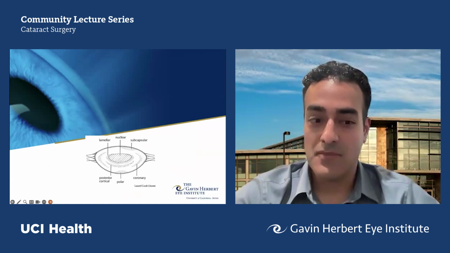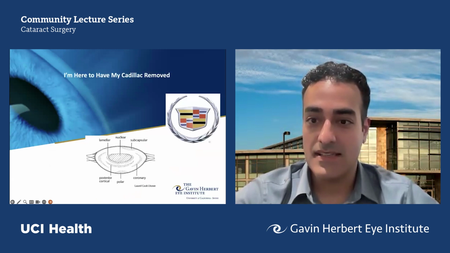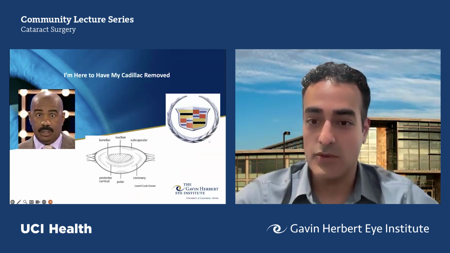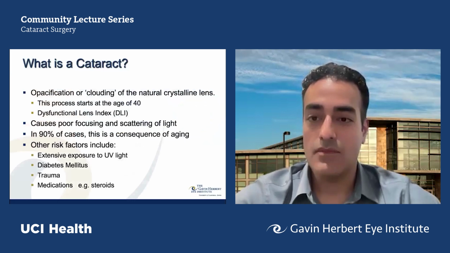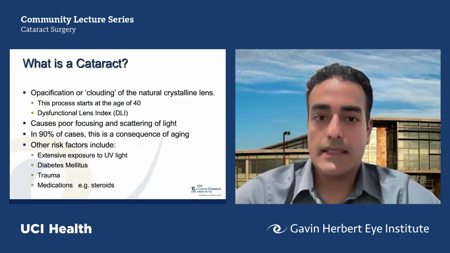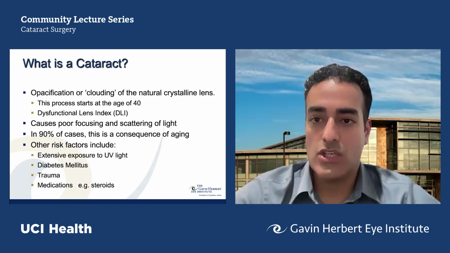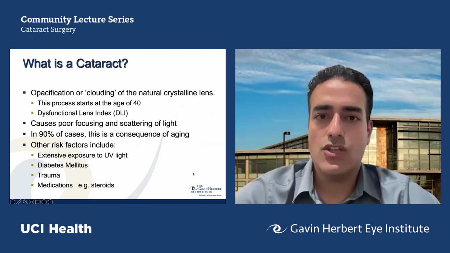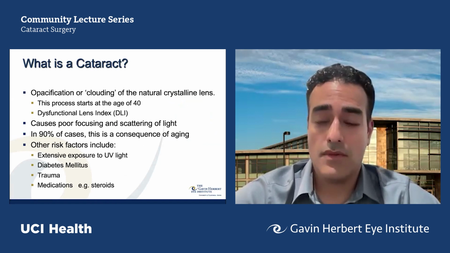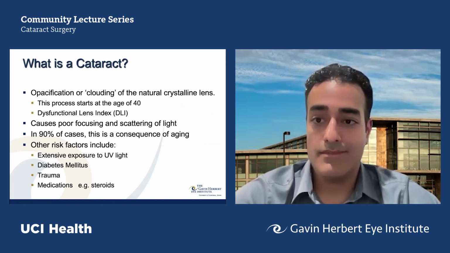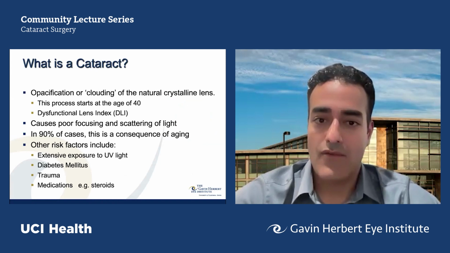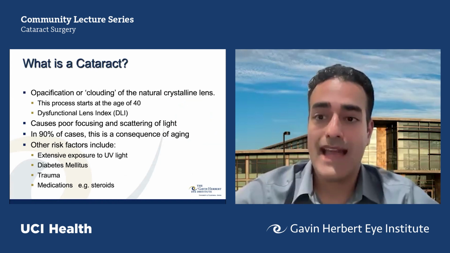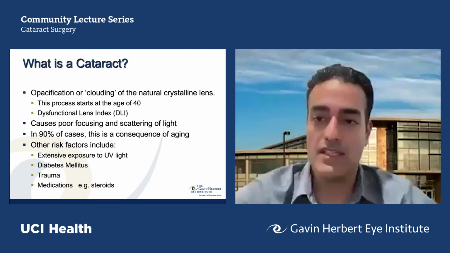So a common complaint that comes into my clinic is, I'm here to have my cataracts removed. So yes, it's cataract, not Cadillac. So what is it? This is basically age-related natural changes to the human crystalline lens. And on average, this starts around the age of 40. Now, there can be conditions such as congenital cataracts or pediatric cataracts, or sometimes trauma that can lead to a cataract forming sooner.